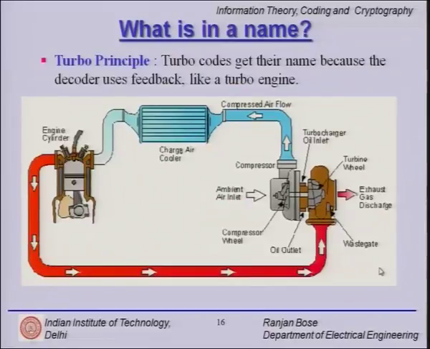So, why is it called a turbo decoder? Well, if you see the turbo engine, it also has an engine here and an exhaust gas discharge here, and it somehow has a loop like this which works, and therefore, this is called the turbo decoder. This is how the name has come. It has some similarity, with a little bit of imagination, with this turbo engine.